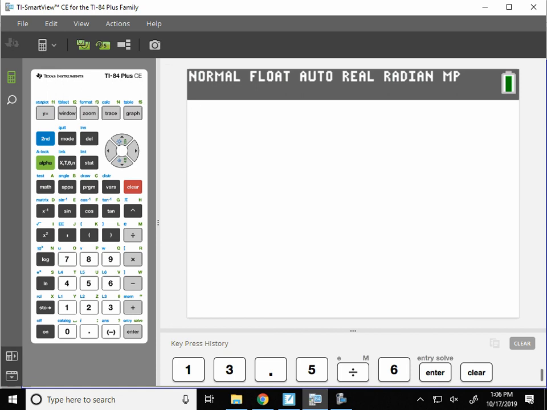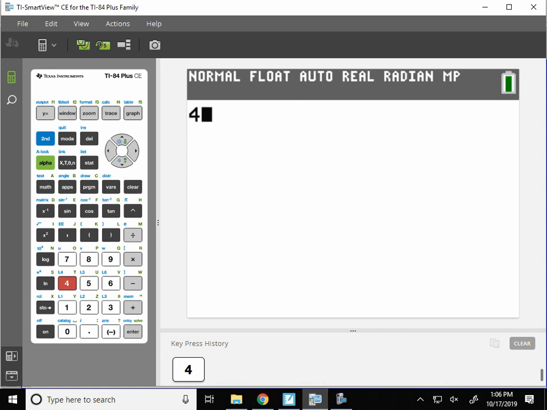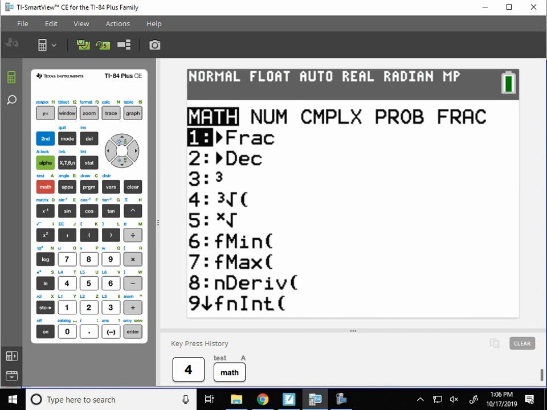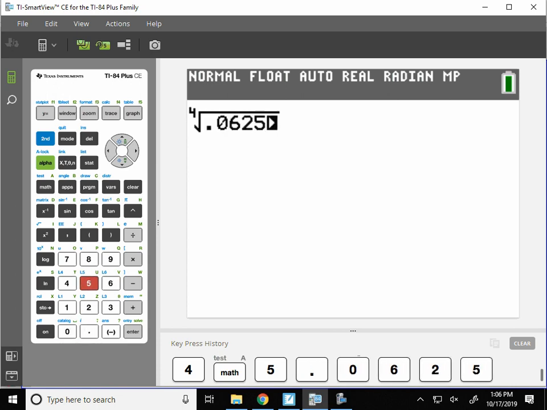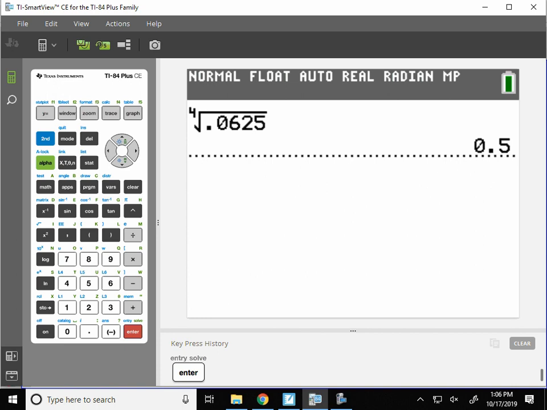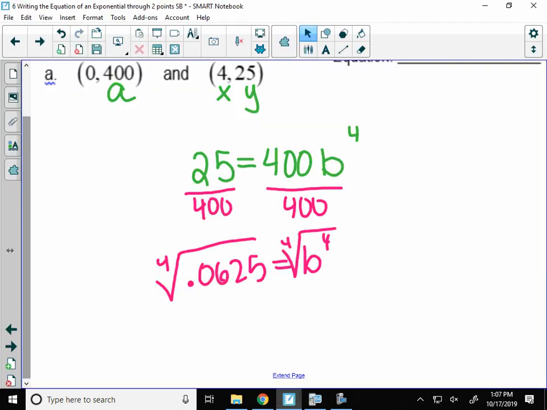4 first. So you do 4, and then the root, you go to math, and which option do you choose? 5. When I hit number 5, it turns that 4 into a 4th root. Now 0.0625. Enter. And I get an answer of 1/2. And we'll do enough different roots today that we'll catch that if you need more help with that. Alright, so 0.5 is my b.